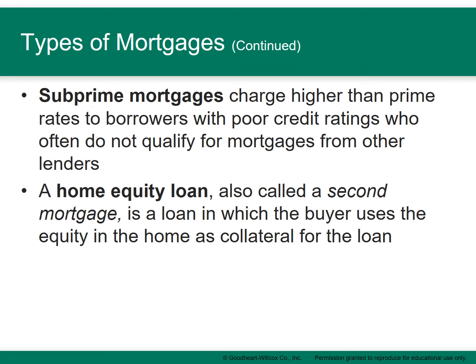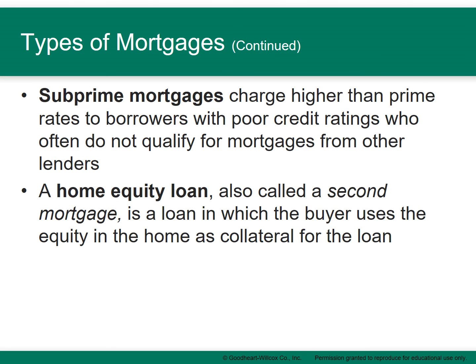So you have what's called subprime mortgages. These charge higher than prime interest rates to borrowers with poor credit who often do not qualify for mortgages from other companies. So if you can't afford a house, typically you can go with the subprime mortgage. However, you're going to be looking at higher interest rates, and if they're higher, you're going to end up paying more in the long run oftentimes. But these do allow someone with poor credit ratings to qualify for a home.